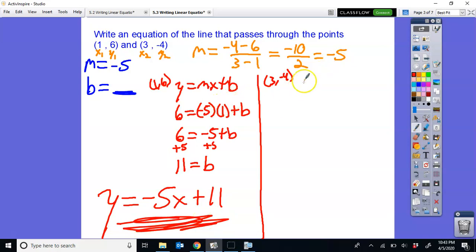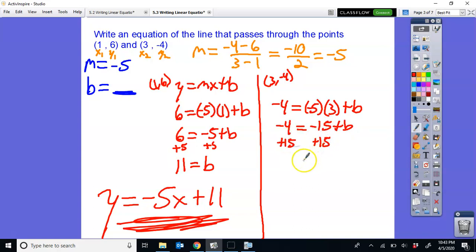Well, what I'm going to show you is that if you decided to use 3, -4, because it's on the same line, and you know the slope is -5, you can use -4 for y, -5 for my slope, 3 for x, and I'm still going to end up with the same answer. Because what is -5 times 3? Well, that's -15. How do I get -15 to the other side? I add 15. And that gives me 11. So either way, my answer is still going to be the same equation.